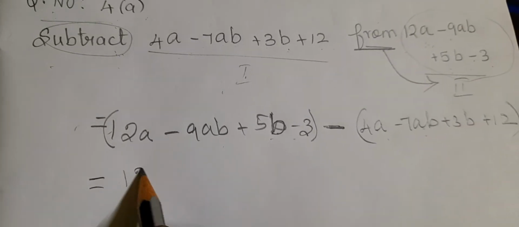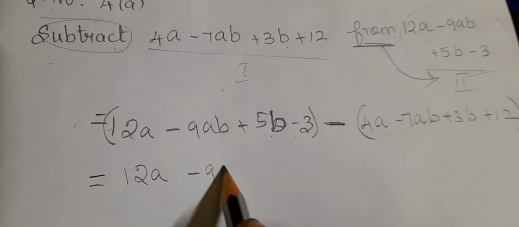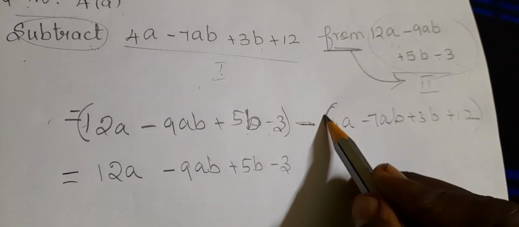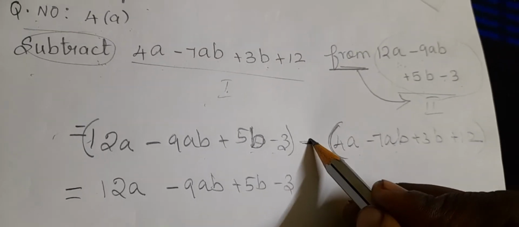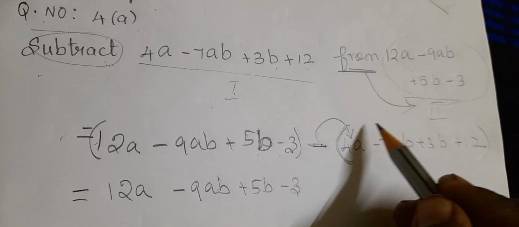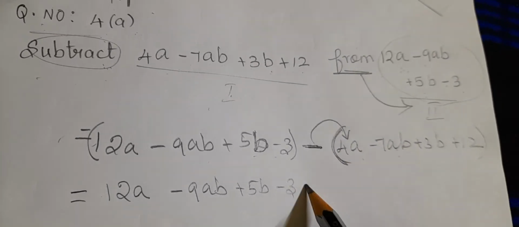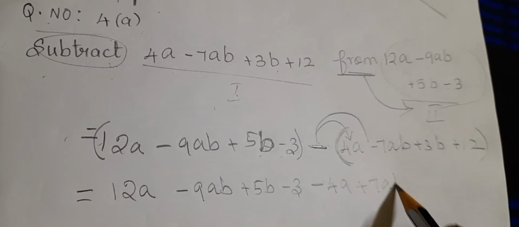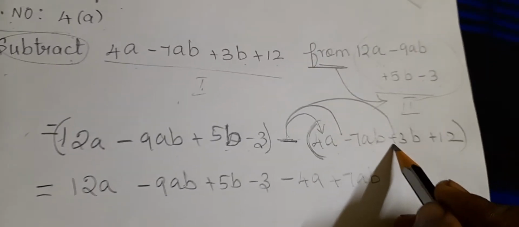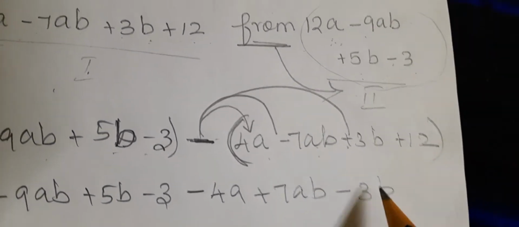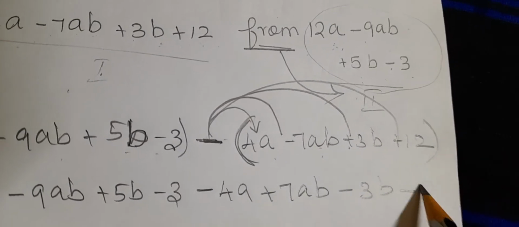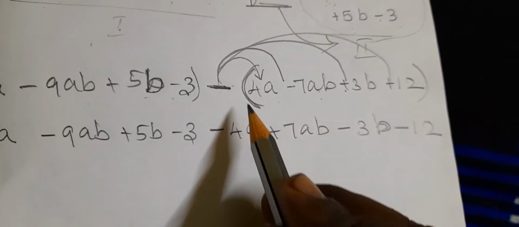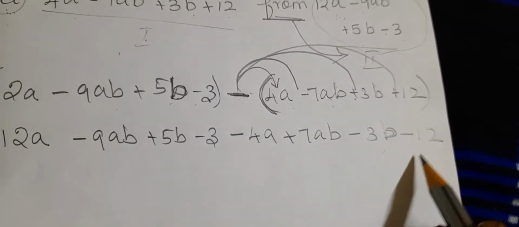Now, let us solve this again. You write the first expression 12a minus 9ab plus 5b minus 3. Now, while we are removing this bracket, this minus will be multiplied with each term. Minus into plus is minus 4a, minus into minus is plus 7ab, minus into plus is minus 3b, minus into plus is minus 12. So when I have removed all the brackets, all the signs turn to the opposite symbol.